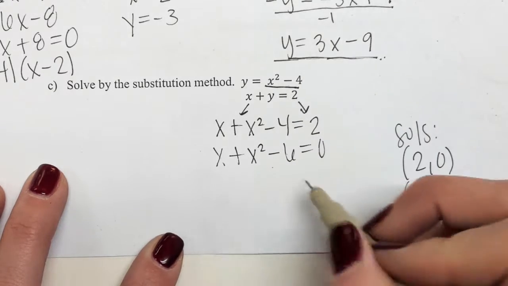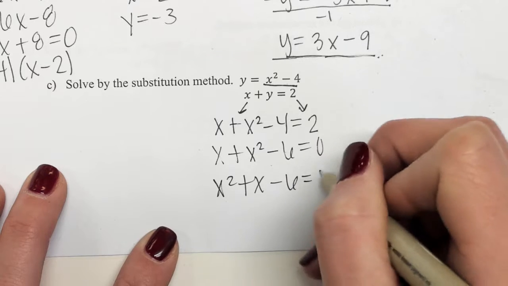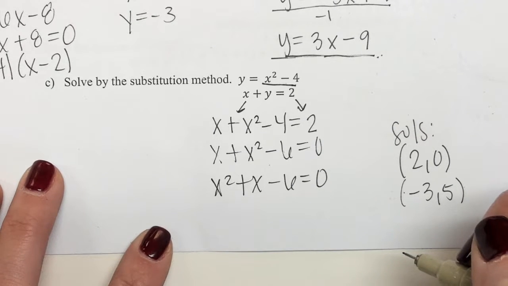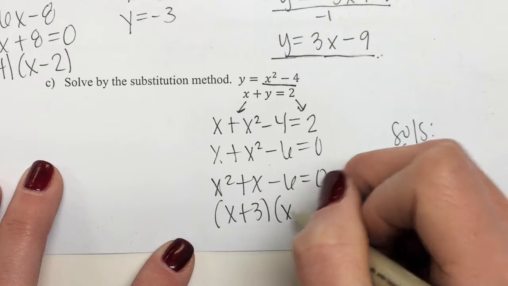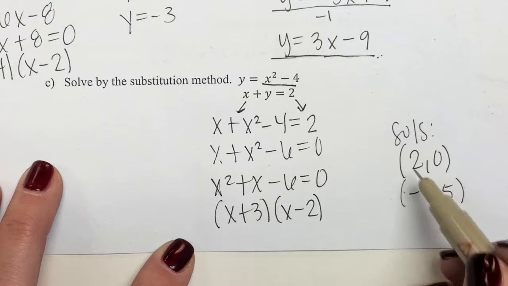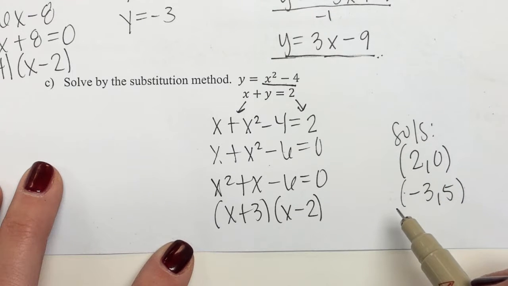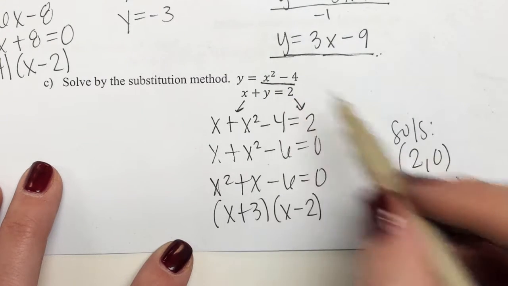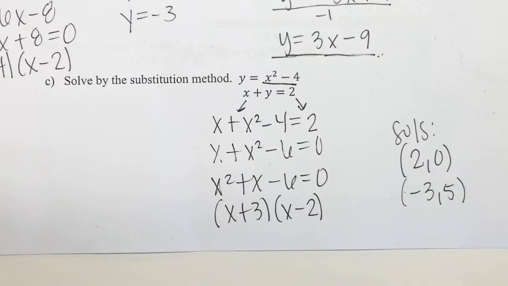Alright, is this in the correct order? No. X squared needs to come first, so that way I can factor it. What are factors of negative 6 that add to be 1? X plus 3, good, and X minus 2. That's how we get the 2 and negative 3. You just set these equal to 0. So once you have 2, you can just plug it in here. 2 squared is 4, minus 4 is 0. Negative 3 squared is positive 9, minus 4 is 5.